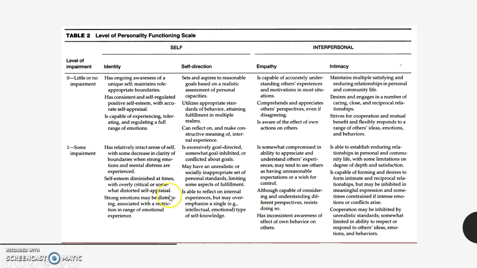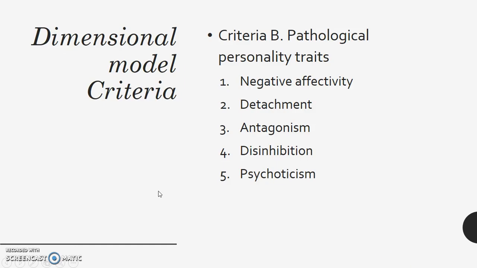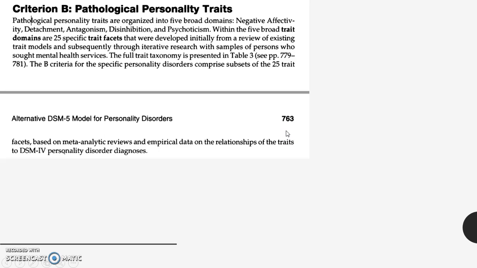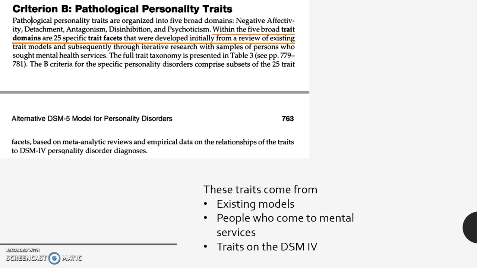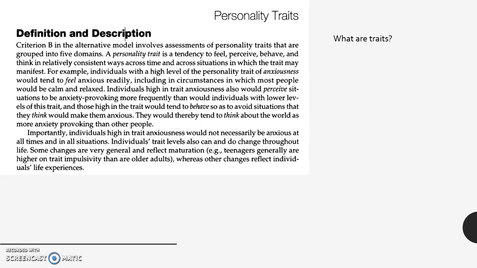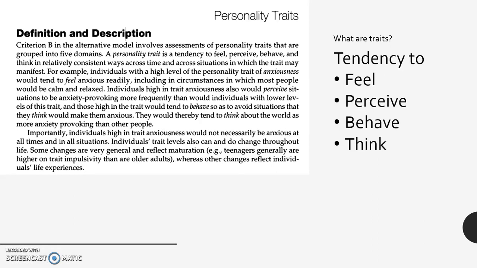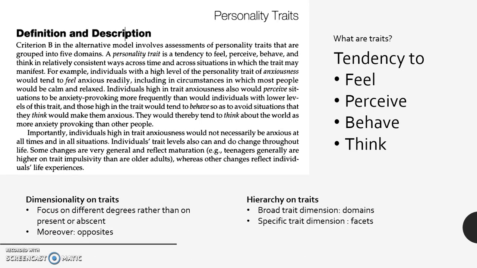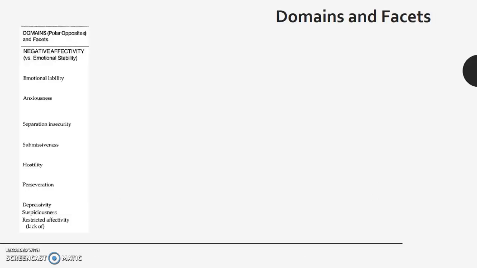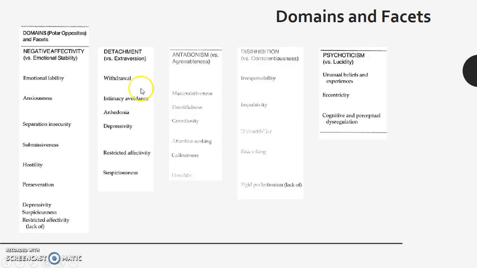There it is. Okay, so we're going to do the same for the criteria B, which is pathological personality traits. In this case, these are the trait domains. As you remember, you also have to know that traits are the tendency to feel, perceive, behave, and think, right? We're not going to discuss that right now, but we're going to discuss this. So here are the domains, okay, and the facets.